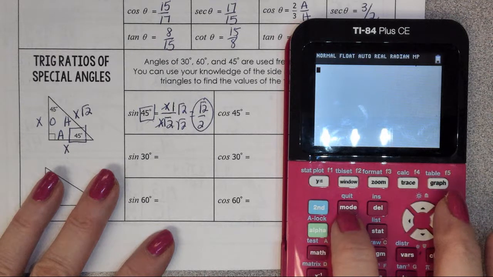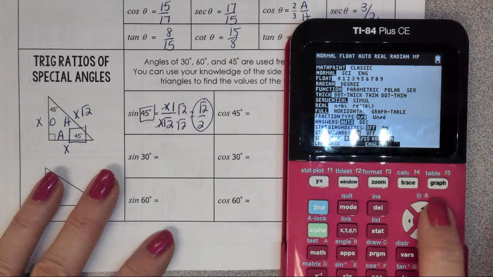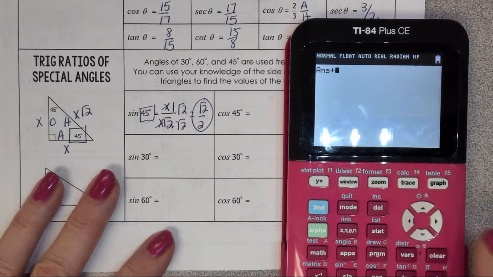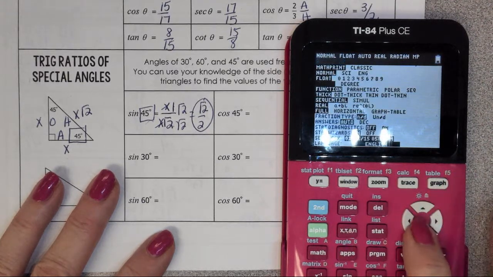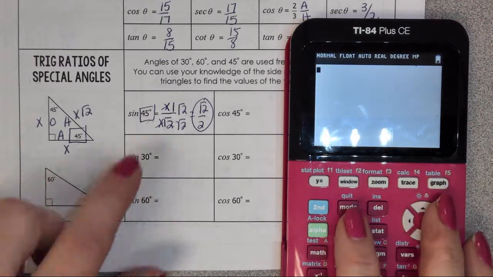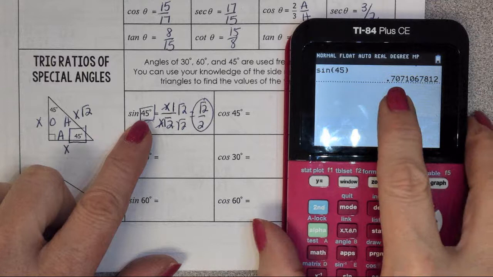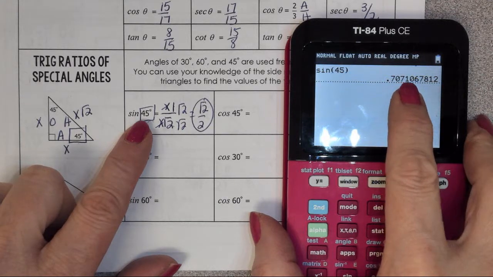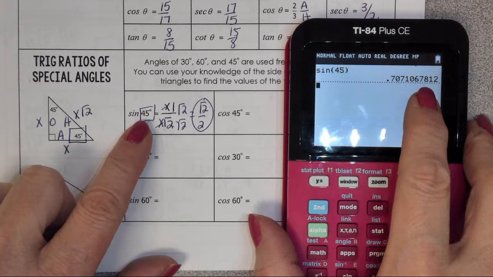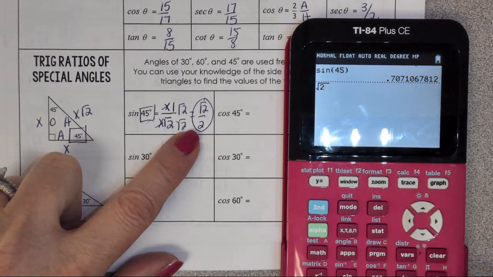Go to the mode right next to the blue key. Make sure your calculator is in degrees. Just highlight degrees. And now I want you to go back and do the sine of 45. Here's the answer, 0.707106, blah, blah, blah. Okay, now I want you to put this in, radical 2 divided by 2.